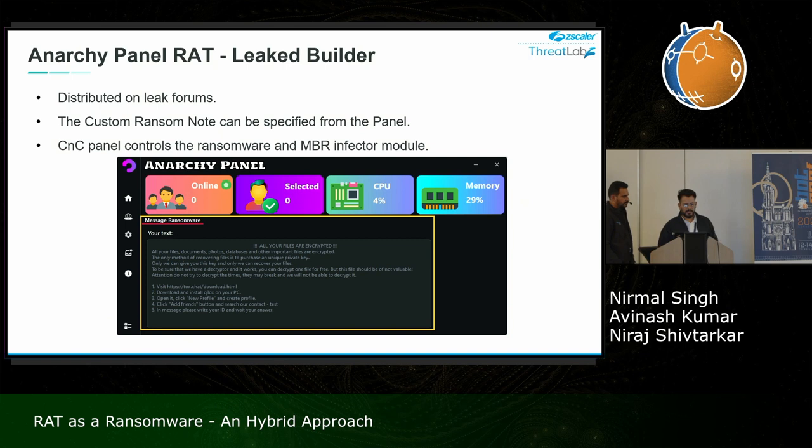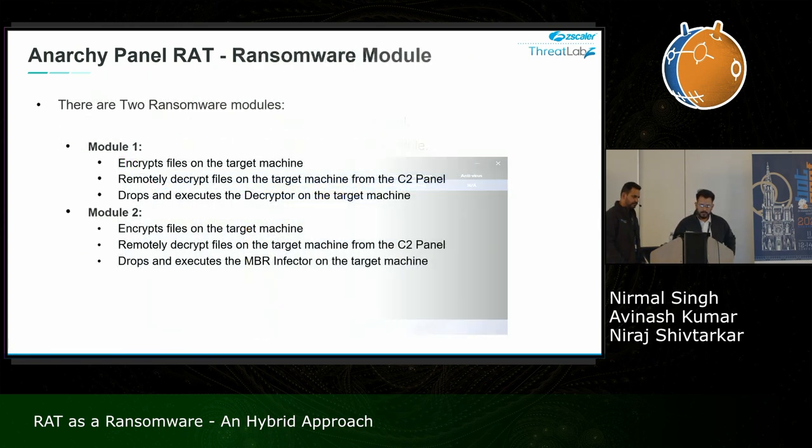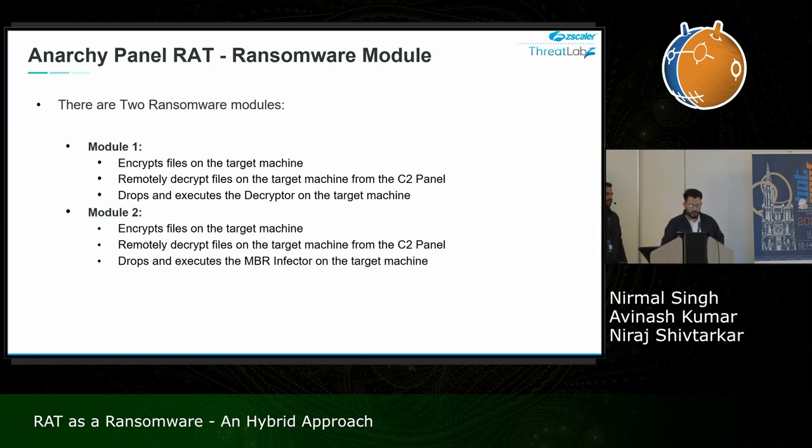As we see that this has been distributed on the leak forum, using those leak builders you can customize the ransomware note and specify it from the panel itself, and the CNC panel will control the ransomware and MBR infector module. Here we can see the ransomware module, where there are features having MBR encryptor and decryptor. In this ransomware module, we have seen two different modules. In both the modules, a few things are quite similar, like encrypting the files on the target machine.